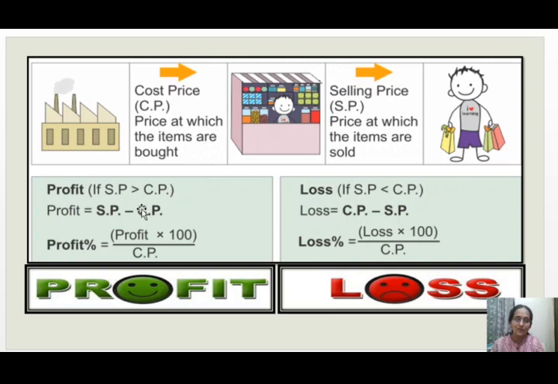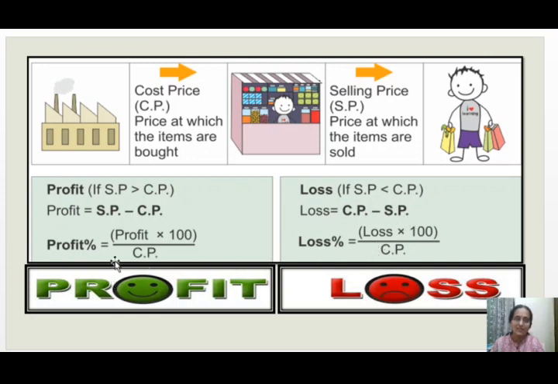When selling price is more, it is profit. Profit is calculated using the formula selling price minus cost price. And when cost price is more and selling price is less, it is loss. If selling price is lesser than the cost price, then it is loss. Cost price minus selling price is the loss.